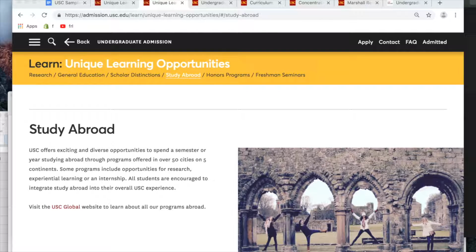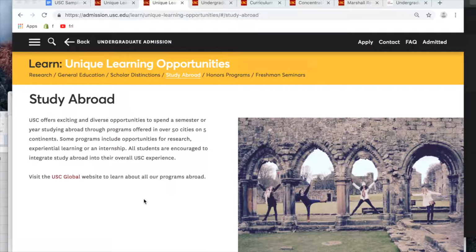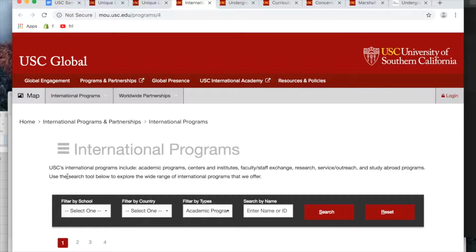And if you look underneath, they have the Study Abroad program. This will be a very important program to mention, especially if it relates to your goal. Programs that include opportunities for research, experiential learning, or internships abroad will be very important. If you click on USC Global, you can find an international program to study abroad that you want to join.